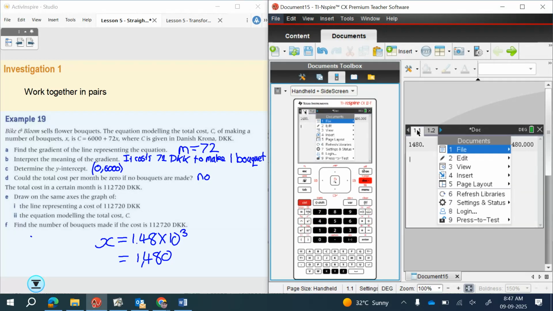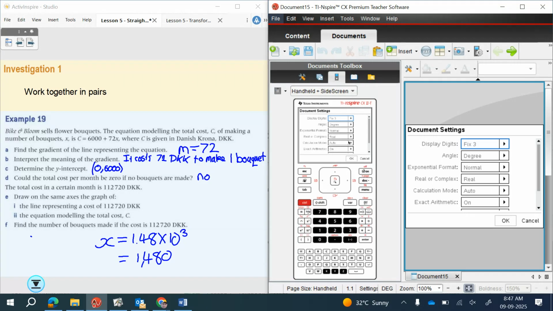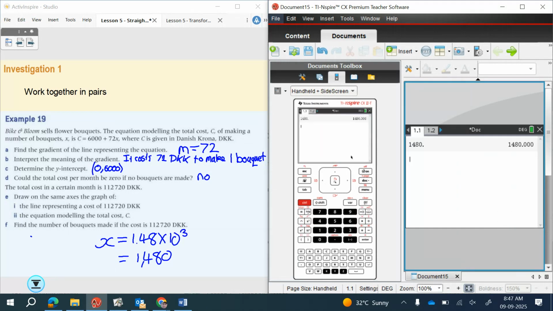Sorry, I have my calculator set for my AP class. Let me just change that. In the document settings, we're going to change to float 3 or float.